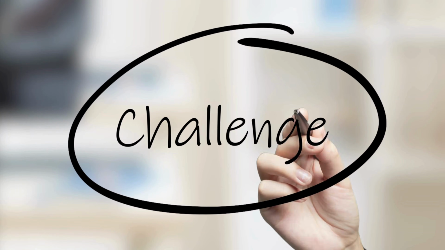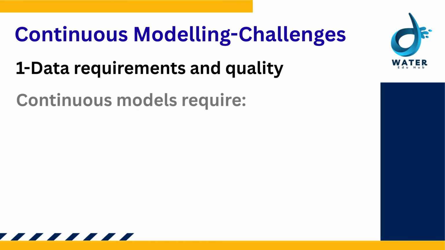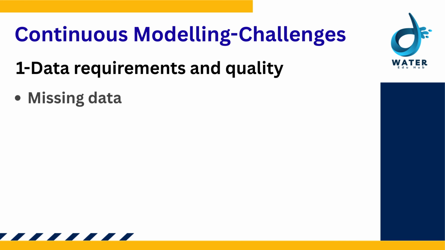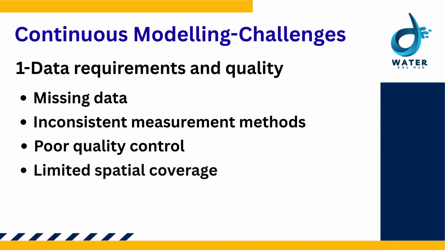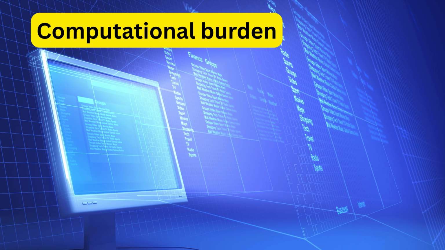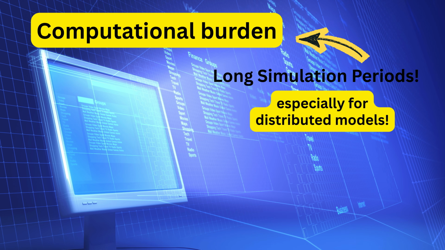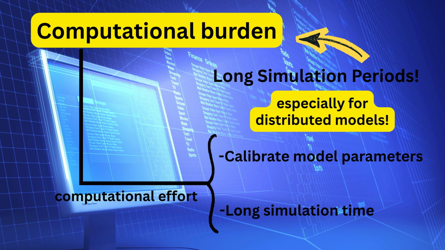The key challenges in continuous modeling are as follows. First, data requirements and quality. Continuous models require extensive, high-quality meteorological and hydrological data over long periods. Therefore, missing data, inconsistent measurement methods over time, poor quality control, limited spatial coverage, and non-stationarity can significantly affect the performance of this modeling approach. Second, computational burden. Long simulation periods create computational burdens, especially for distributed models. This includes the required computational effort to calibrate model parameters and the long simulation time.